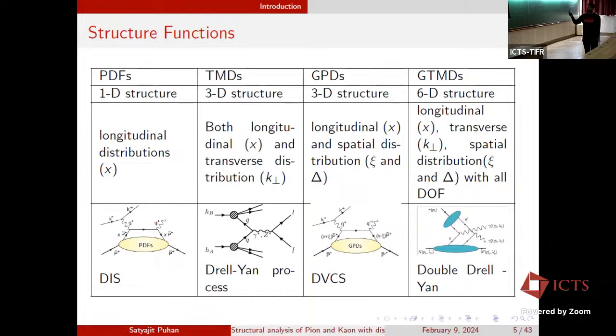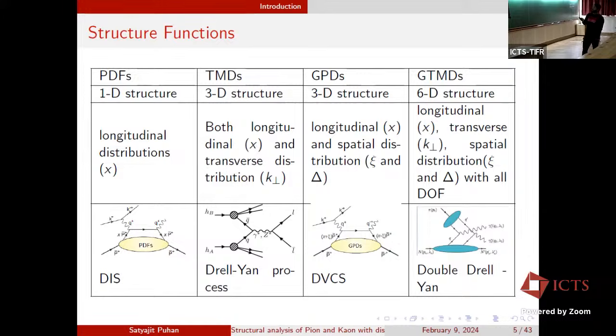One of the structure functions is the PDF, which gives us the 1D structure of a hadron, and it carries the information about the longitudinal momentum fraction x. It can be extracted from the DIS experiment. While TMD and GPD have a 3D structure, TMD carries the information about the longitudinal momentum fraction and transverse distribution of the quark. TMD can be extracted from the Drell-Yan process and the SIDIS process.